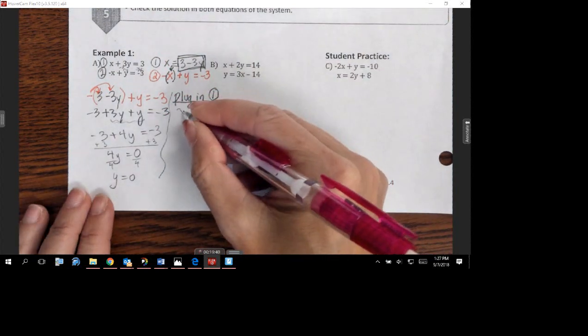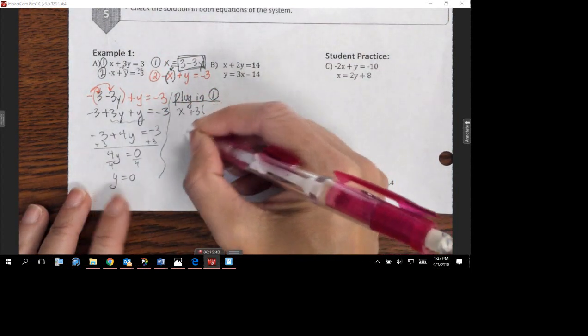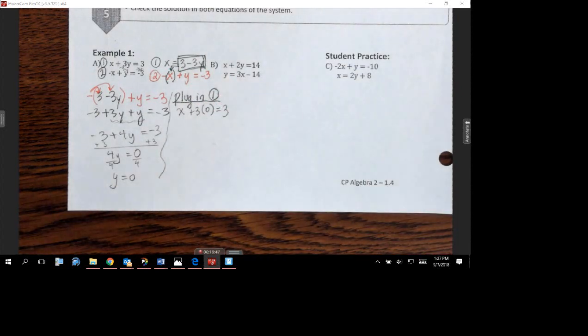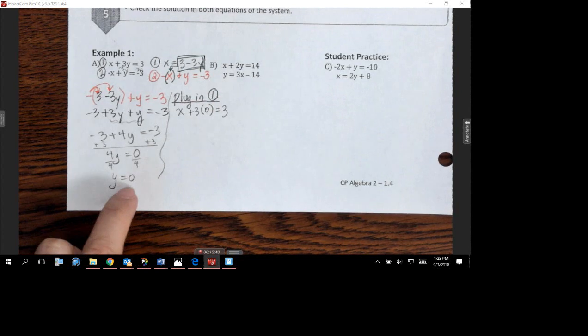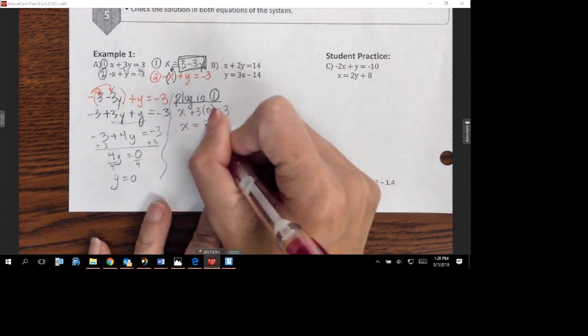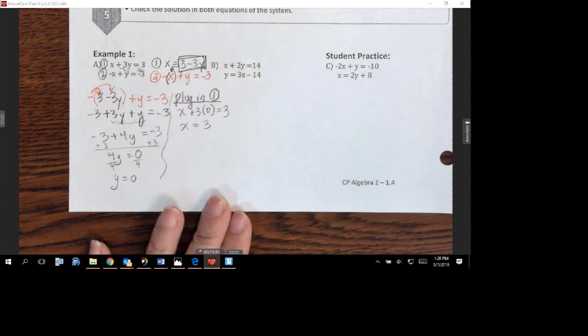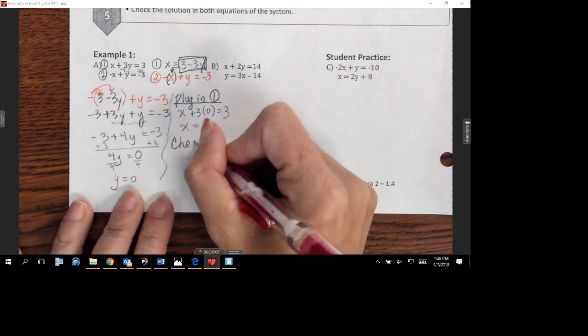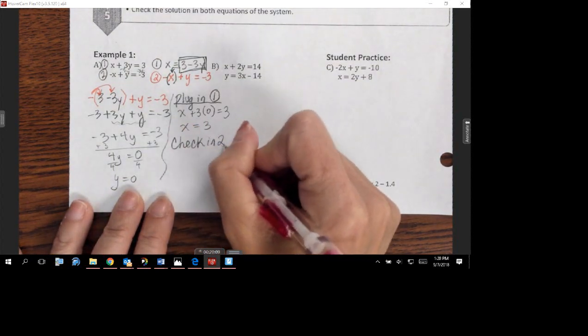So I'm going to have x plus 3 times 0 equals 3. So I plugged in y equals 0 because that's what we just found. And I solve that. X equals 3. I solved for x. So now I have 2 answers. I have an x and a y, but I might have made a mistake. So I'm going to check, my next step, check in 2.